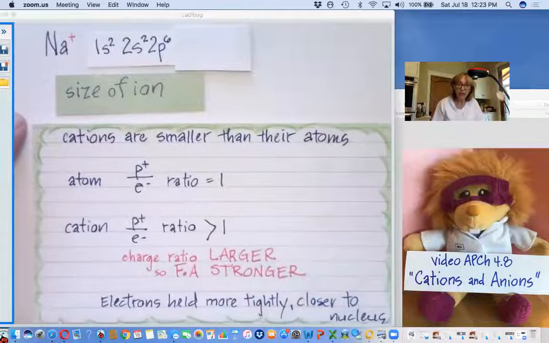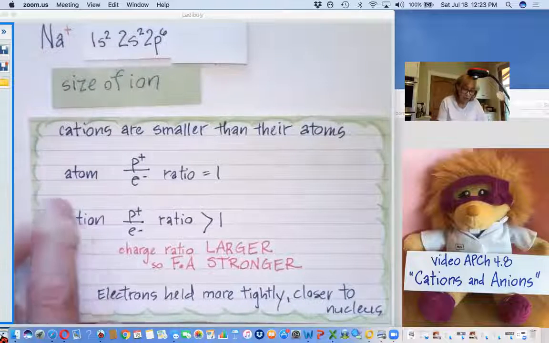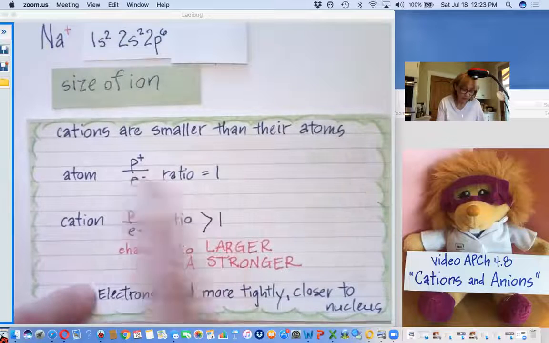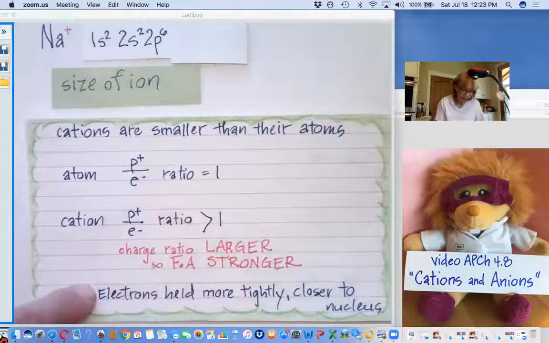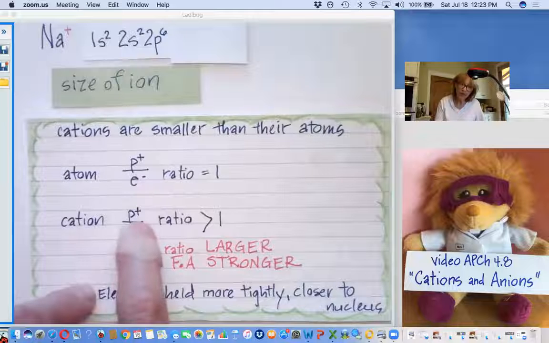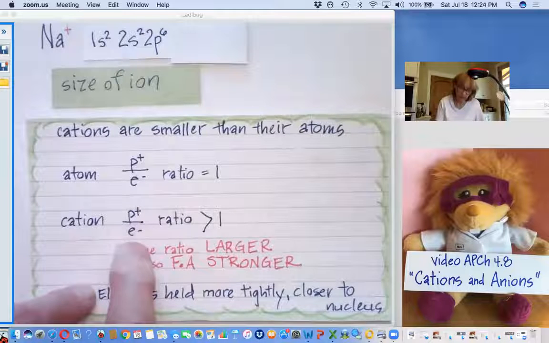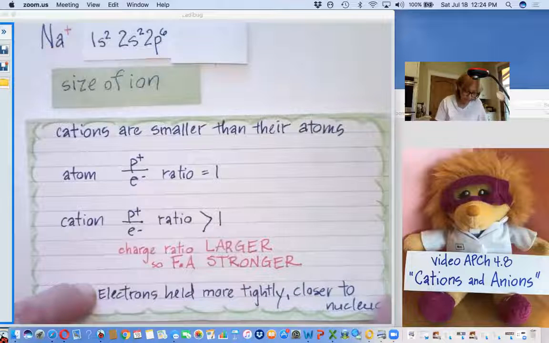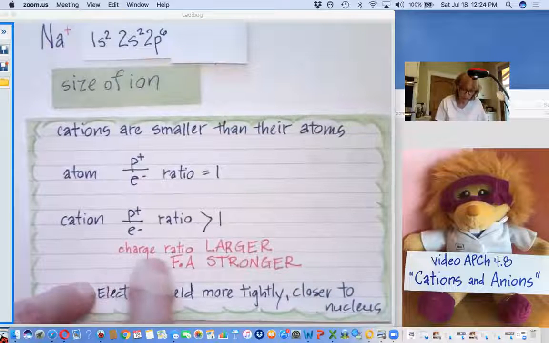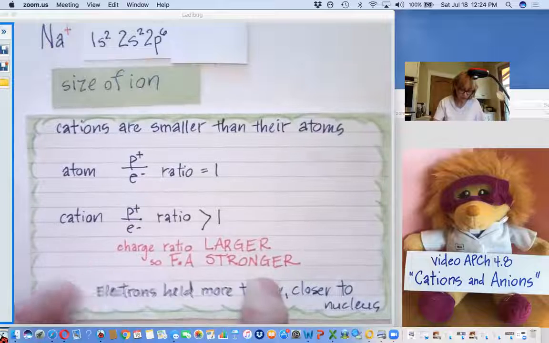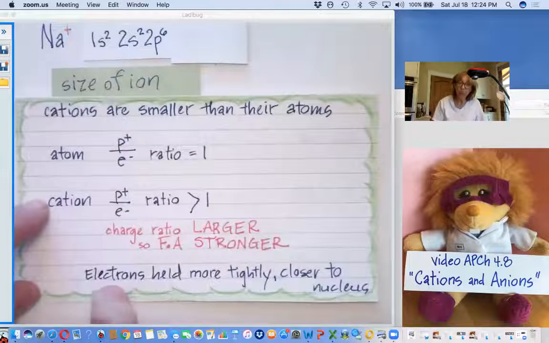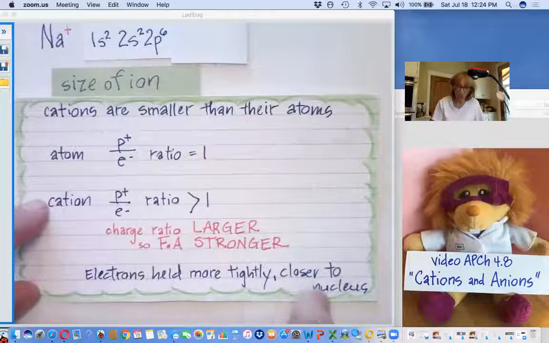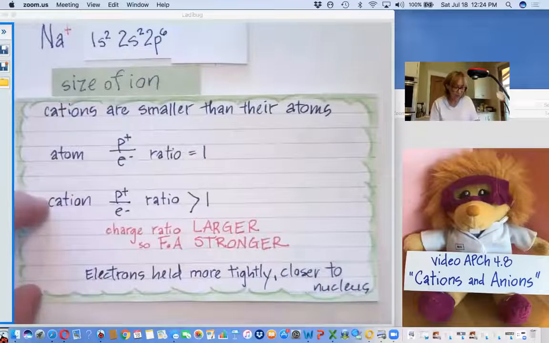And this is how I'd like you to think of that. In the neutral atom, the proton to electron ratio is 1:1. Same number of protons and electrons. But in forming the cation, the protons stayed the same, but we reduced the number of electrons. So this ratio is now greater than 1. And Coulomb's law would tell us that if the charge ratio is larger, the force of attraction is stronger. That means that the electrons are going to be held more tightly to the positive protons, and they will all be closer to the nucleus.